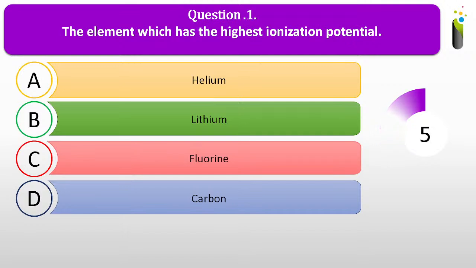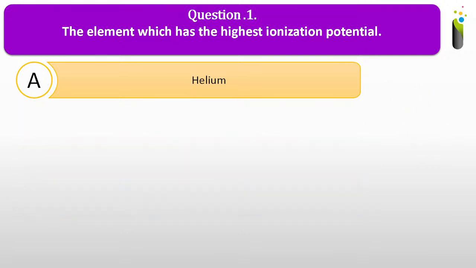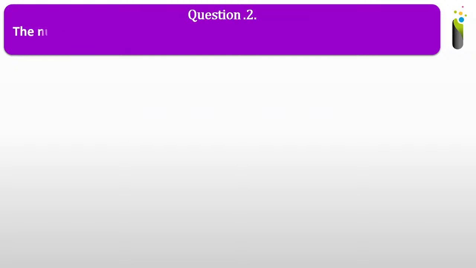So the correct answer for this question is helium. The element which has the highest ionization potential is helium. Kanak and Samana, you went wrong. So please remember this point. Helium has the highest ionization potential. Coming to the next question, number 2.